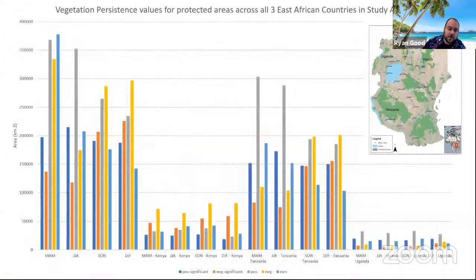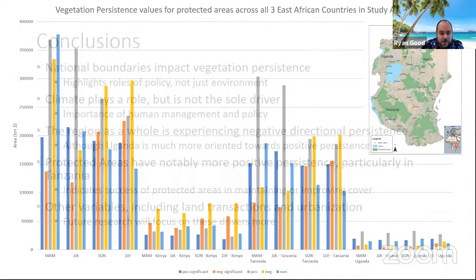This trend holds when we look at individual country levels. I apologize for burning through this a bit quickly. I know I'm running short on time.